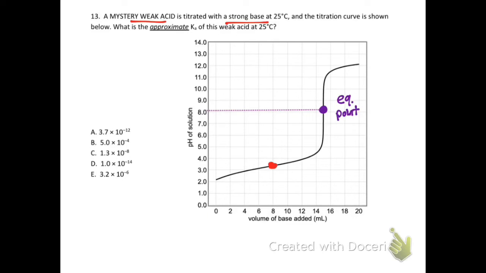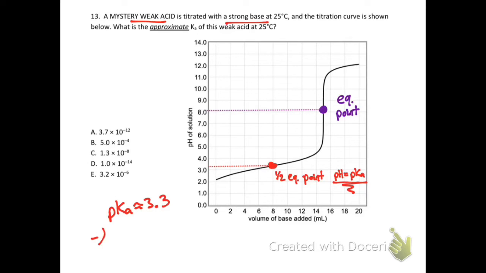And the reason why this point is significant, at the half equivalence point, the pH of the solution is equal to the pKa of whatever acid we're using. If we look at this, it looks like the pH at the half equivalence point is about 3.3 or so. That means, since pH equals pKa, we can say the rough approximation of our pKa is about 3.3.